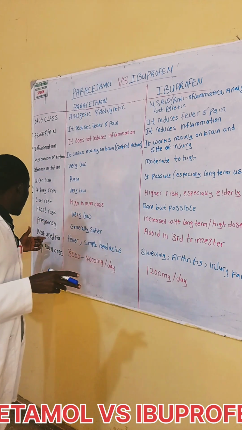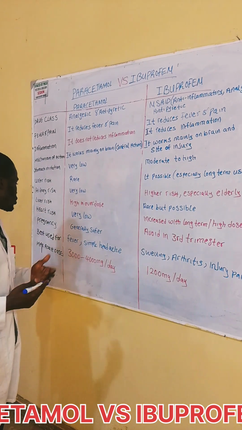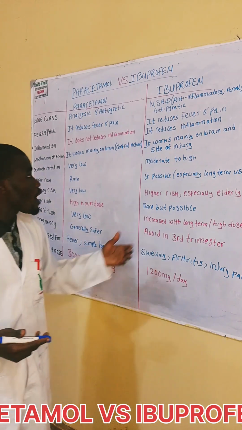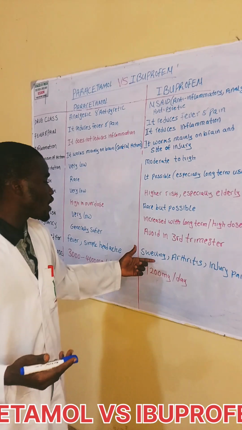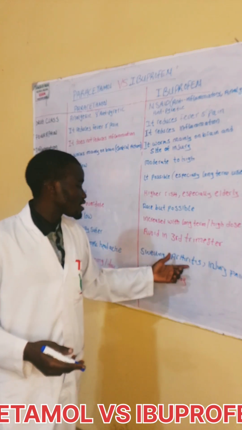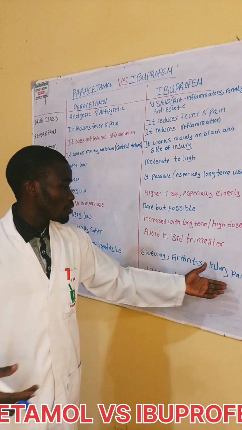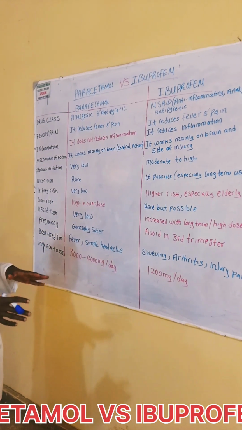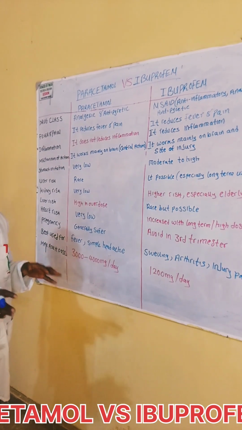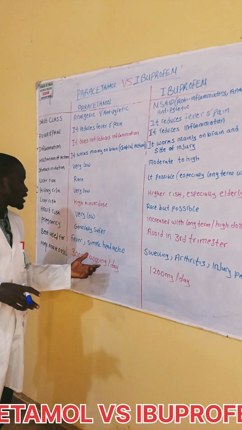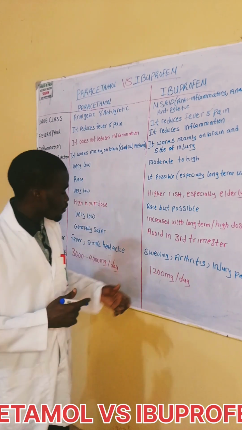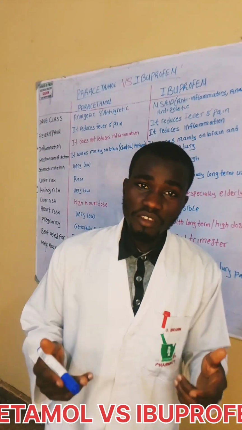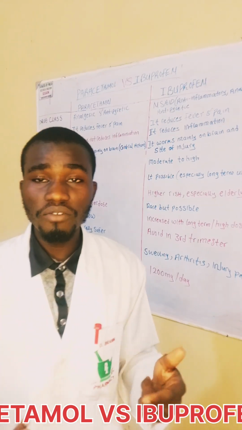And what is paracetamol best used for? Paracetamol is best used for fever and simple headache, while ibuprofen is best used for swelling like inflammation in our body, arthritis, that means inflammation in the joint, and injury pain. And what is the maximum adult dose for paracetamol? The maximum dose of paracetamol, according to the WHO, is 3,000 to 4,000 milligrams per day, while ibuprofen is 1,200 milligrams per day.